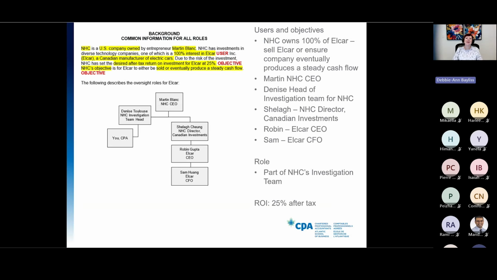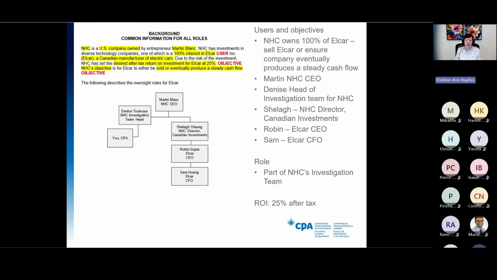So let's look at the background information. Again, this is information available for all of the roles, so we're only going to extract what we need based on what the performance management requirements are. First of all, the users and their objectives. NHC owns 100% of Elgar, and they want to sell Elgar, or they want to assure that at least it produces a steady cash flow. So that's important to them.